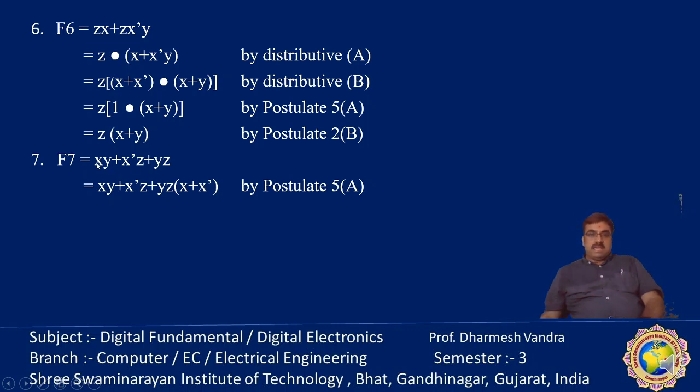Why? Because here xy is there and here x dash z is there. So z is here and y is here. But in both the terms, x or x dash is required. So what we'll do, this yz is converted into xyz form. So what I will do, yz ANDed with 1 always, and 1 is replaced by x OR x dash. Now expand this function with the help of distributive law. So xyz, this one here, and plus x dash yz.